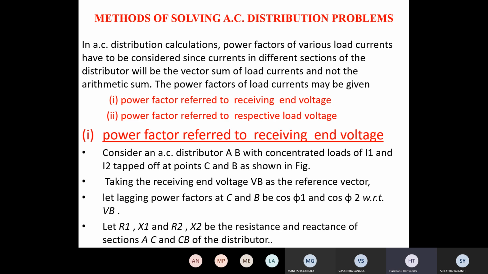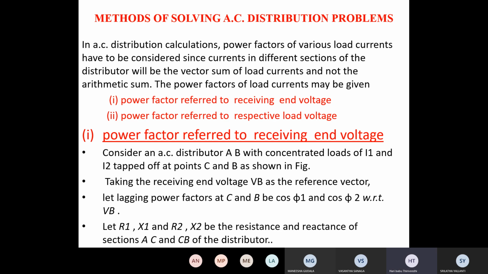Next one is problematic, but this derivation is also very important. Methods of solving AC distribution problems: power factor referred to receiving end voltage, and power factor referred to respective load voltages. The same topic may appear again in the 4th unit. In the 4th unit, the topic name is manual calculation of AC distribution system. Here it is methods of solving AC distribution problems. Both are the same. We have to learn this topic in this unit, so that it may be utilized in the 4th unit also.